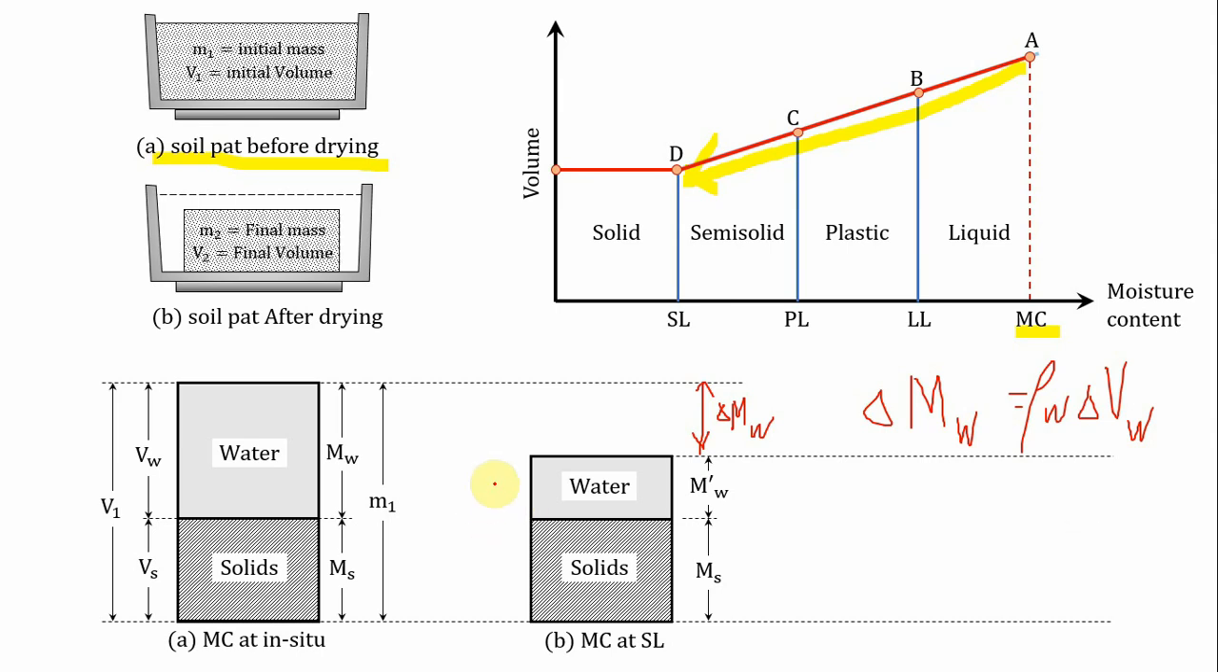Yung change in volume of water, class, ito yun. Ito yung change na ito. Ito yung, class, change in volume of water. Paano natin kunin ito, class? Okay, we know that the volume of soil, class, at the oven-dried soil is equal to the volume of soil at shrinkage limit. Kasi kapag shrinkage limit, talagang hindi na yan mababago, minimum na talaga yan. Okay, so therefore, yung volume dito, class, is equal to V2. Okay, that is the final volume or the oven-dried volume of soil. So therefore, the change in volume is equal to V1 minus V2.